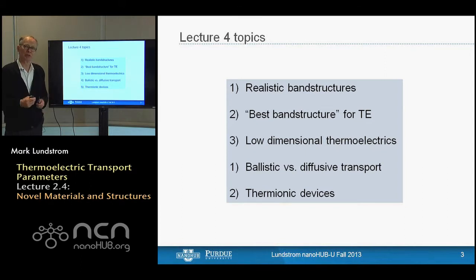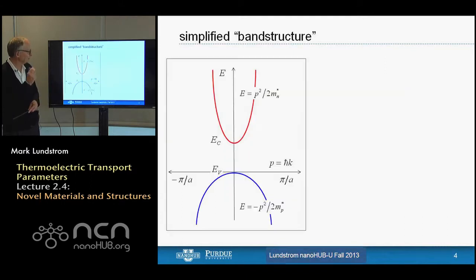What happens when we reduce the dimensionality? That's kind of a theme in materials research these days: nanowires and quantum wells and things like that. When devices get very short, we can have ballistic transport, so we want to talk a little bit about what changes when we do ballistic transport. One example of ballistic or near ballistic transport is a thermionic device, which is another kind of power generation or cooling device that's a little different but very similar to a thermoelectric device. Okay, so let's jump in.